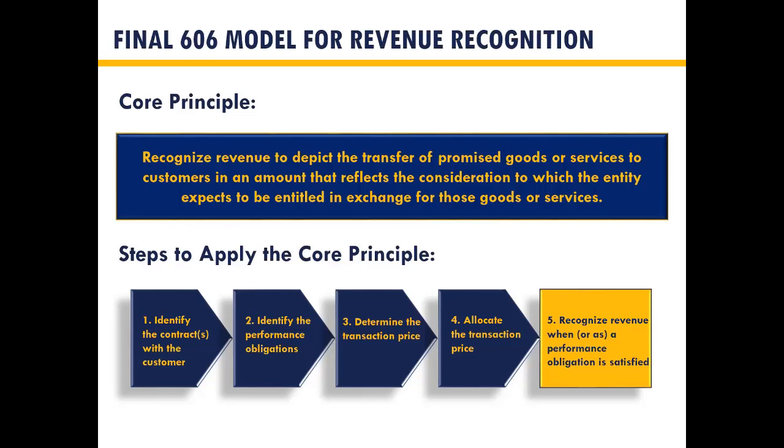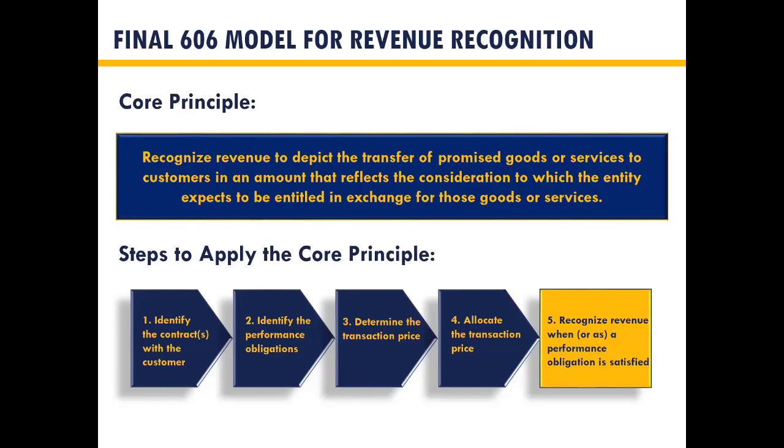The standard has boiled this down in the application into 5 steps that you should follow in this recognition process. The first step is identifying the contract with the customer and making sure you have a contract, which we previously talked about. The second step is identifying the performance obligations. Again, this is that promise to transfer distinct goods or services.